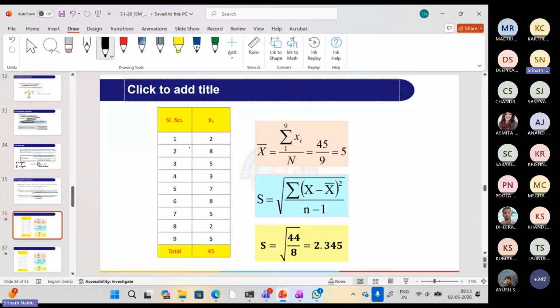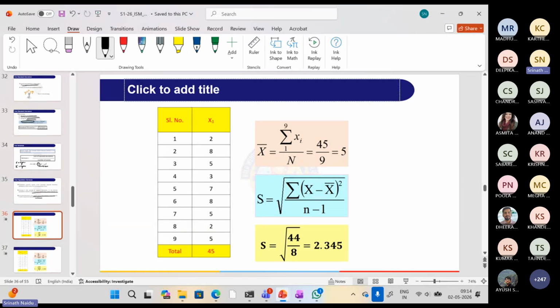Okay, so here's a few examples of how this is going on. You have that data that we saw a while ago. If I take the average, it is the sum of all of these, 2 plus 8 plus 5 plus 3 plus 7 plus 8 plus 5 plus 2 plus 5 divided by 9, that's still 5. You can verify it for yourself.